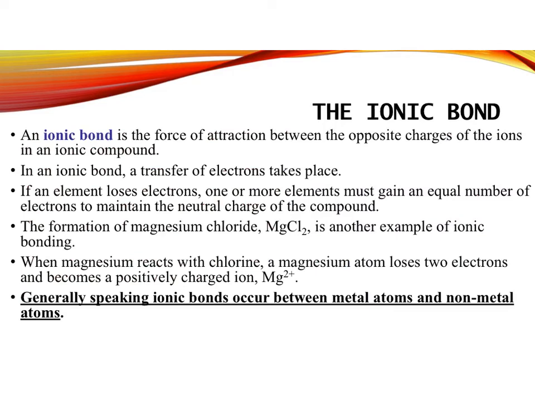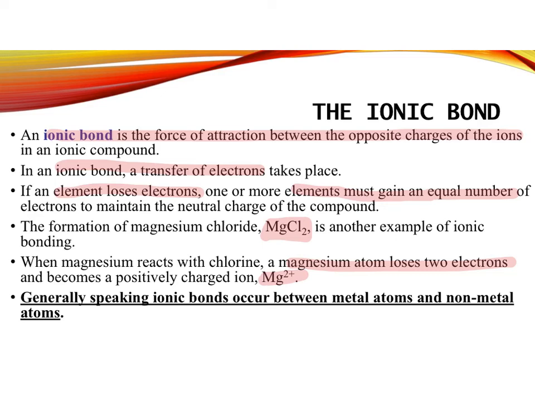All right, so just generally speaking, ionic bonds are the force of attraction between opposite charges of ions. All right. Ionic bonds are a transfer of electrons. Losing electrons. If an element loses electrons, other elements must gain an equal number of electrons. All right. In magnesium chloride, MgCl2, magnesium loses 2 electrons. It takes 2 chlorine atoms to take those electrons. All right, magnesium loses 2 electrons, becomes Mg2+. We already know chlorine only wants 1, which means 2 chlorines will want a total of 2.